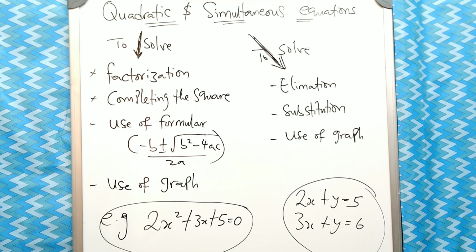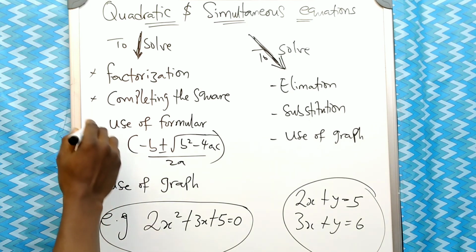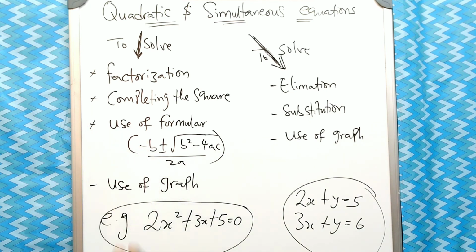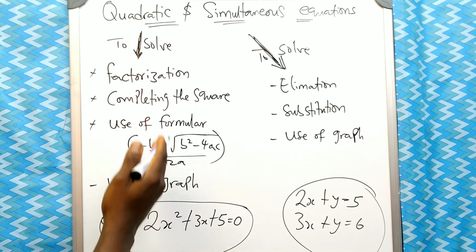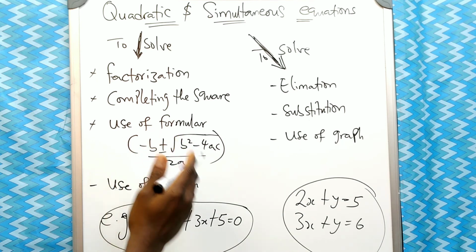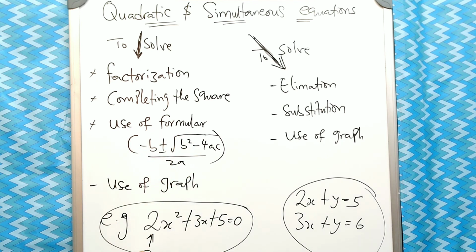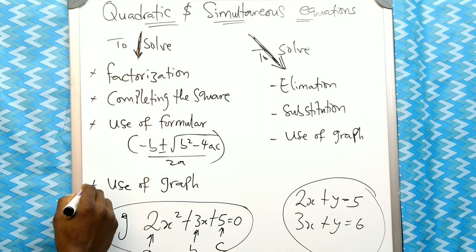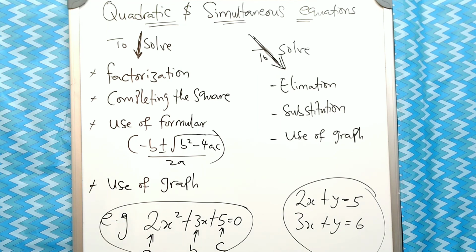Yes, and the third way of solving a quadratic equation is the use of the formula. Students like this one. And the formula is minus b plus or minus the square root of b squared minus 4ac, over 2a. Remember, this is your a, this is your b, and this is your c. That should be noted in any quadratic equation. And the last way to solve a quadratic equation is the use of a graph, with the x-axis and y-axis. We're still going to look at some examples related to that.